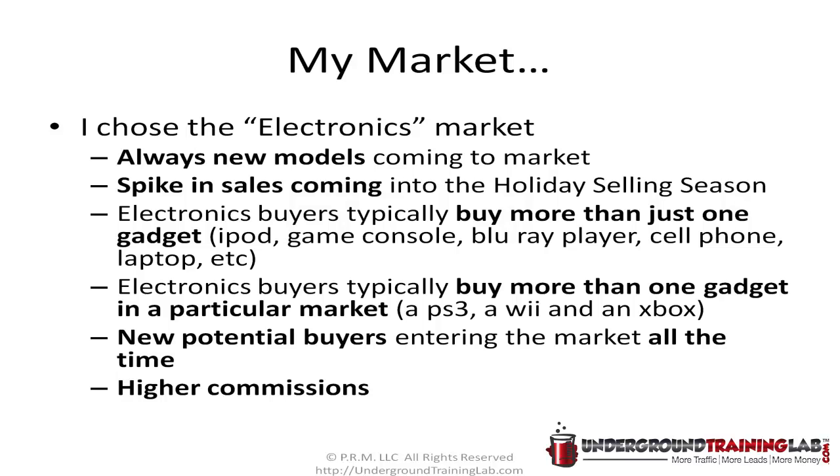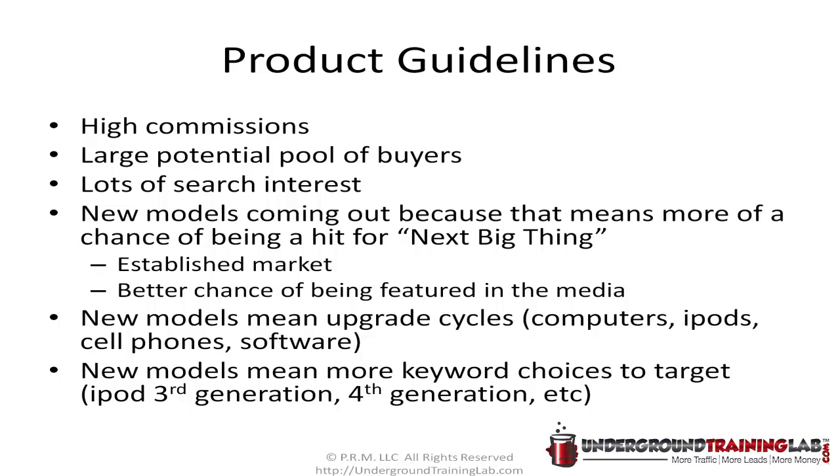There are also higher commissions available in the electronic markets. Product guidelines: you want to look for high commissions. You want to look for a large potential pool of buyers. You don't want to pick a product that only appeals to 2 or 3 people. You want to make sure there are a lot of buyers out there. You want to make sure there's a lot of search interest in it, because what we're doing is selling products online. So we want to make sure that people are searching for our products in our markets.